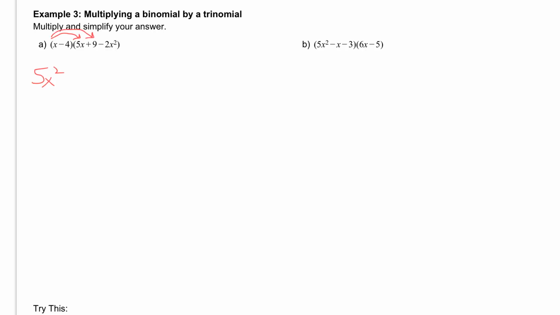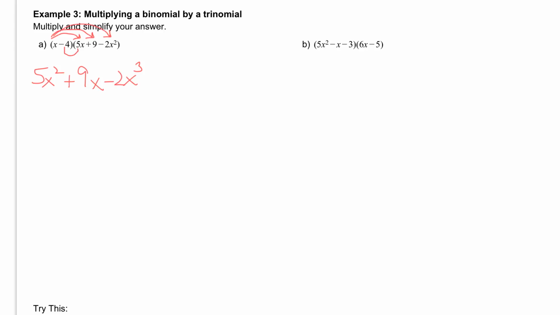Then I'm going to take x times 9, which gives me a positive 9x. And then I'm going to take x times negative 2x squared, which is negative 2x to the third. Now I'm going to move to the negative 4 and multiply that to everything in the second set of parentheses.